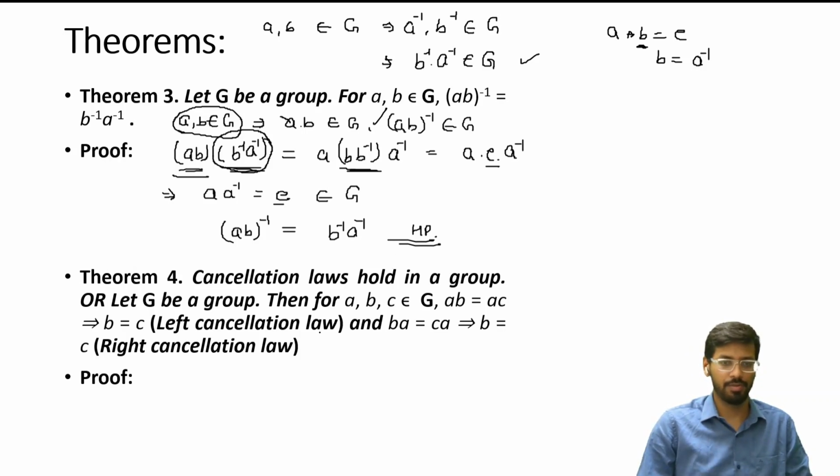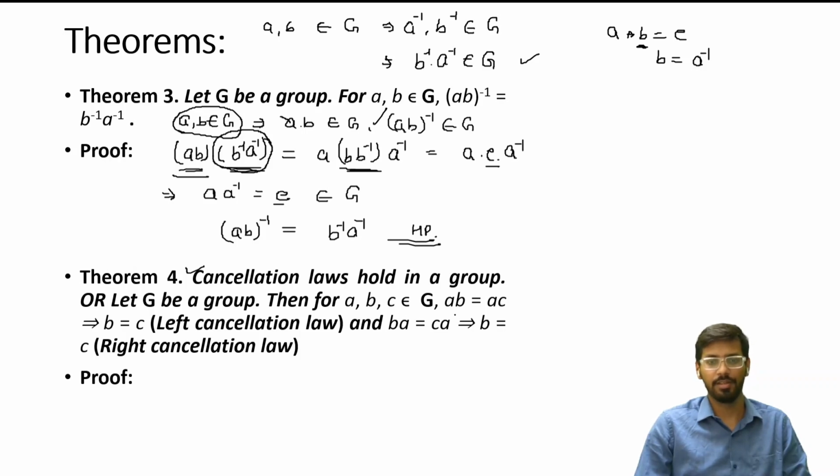Now, fourth theorem. If the cancellation law holds in a group. Let G be a group, and a, b, c belong to G. Then ab = ac implies b = c. That is called the left cancellation law. Similarly, this is the right cancellation law.